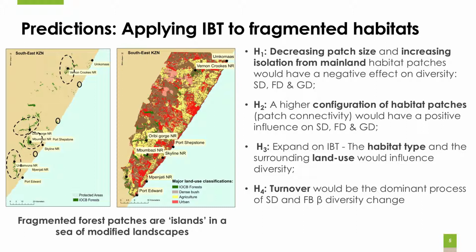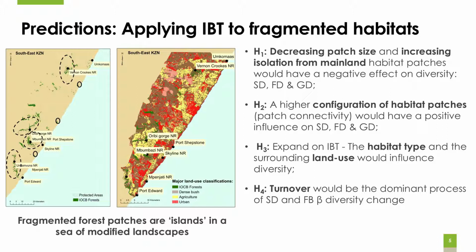We also took this one step further and looked at the configuration of patches. So within a buffer from a habitat patch, would a clustering of different patches also influence what is within that surveyed patch?